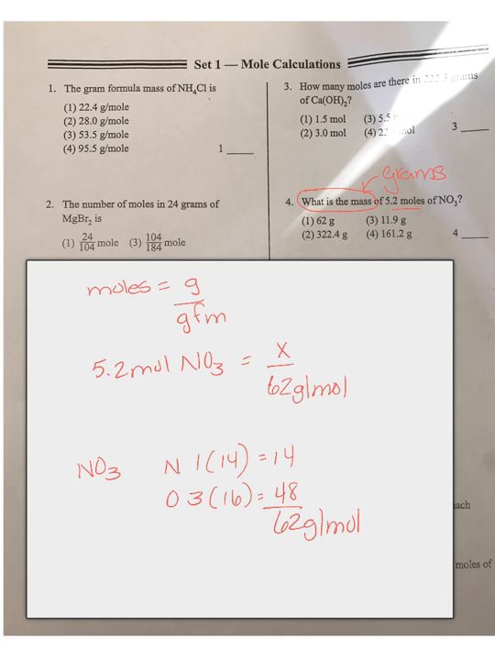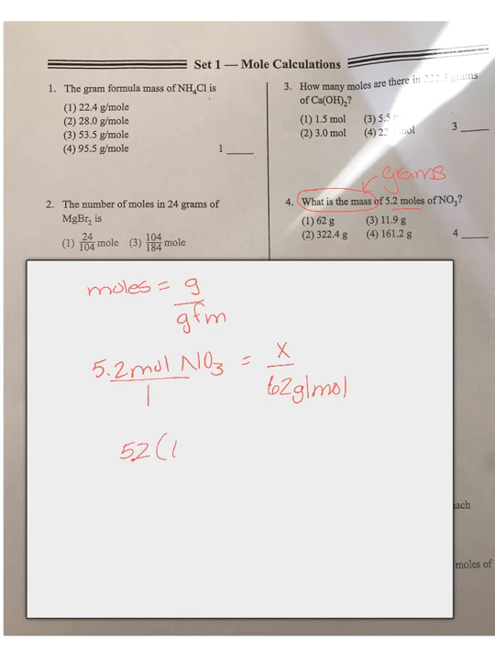And then what I'll do is, actually, I'm going to erase this so I have room. I usually do it off film, but here we go. And I'm going to cross multiply. So I'm going to put 5.2 moles of NO3 over 1 equals X over 62. I'm going to get 5.2 times 62 equals 1X.